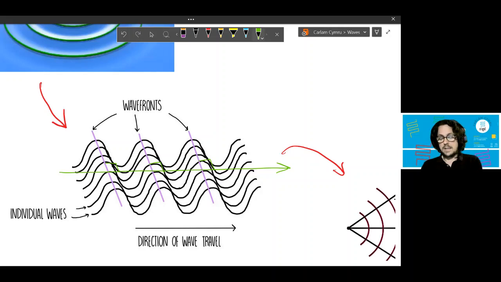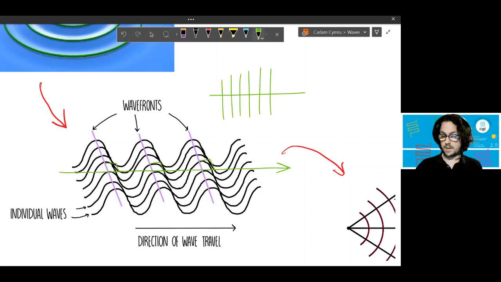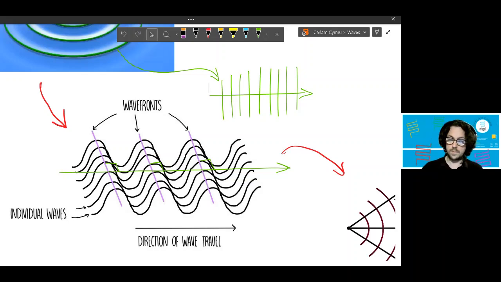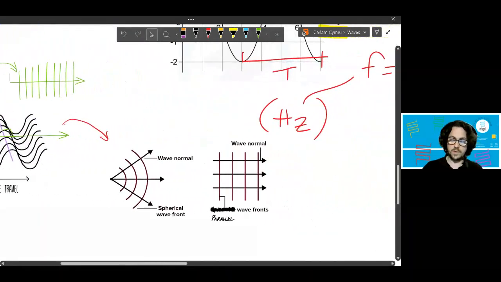Okay. And that means then, if I extrapolate that diagram that I've got there, if I draw this, then my wavefronts will look like this. So if I have a wave moving in that direction, then the crests of the wave, which is what these are, same as these, will be perpendicular to the wave direction. So wavefronts perpendicular to wave direction.